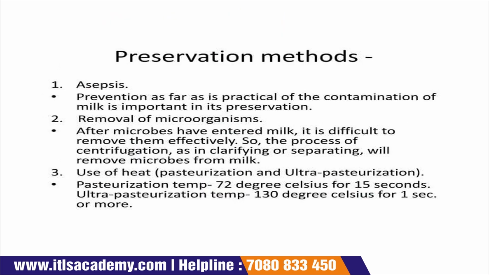Now, preservation methods, like asepsis. We all know that the prevention, as far as practical, of contamination of the milk is important in its preservation, along with removal of the microorganisms and use of heat. Like pasteurization, when we give 72 degrees Celsius for 15 seconds, the microorganisms will be killed, and for ultra pasteurization the temperature is 130 degrees Celsius for 1 second.